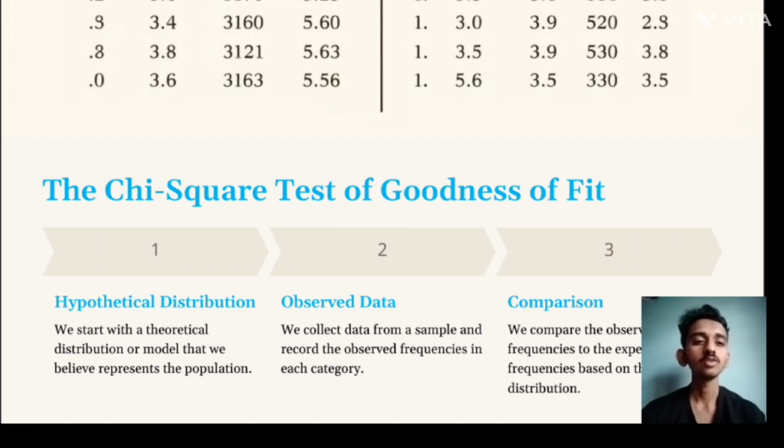Chi-square test of goodness of fit. First, hypothetical distribution. We start with a theoretical distribution or model that we believe represents the population. Observed data. We collect data from a sample and record the observed frequency in each category. Comparison. We compare the observed frequency to the expected frequency based on the distribution.